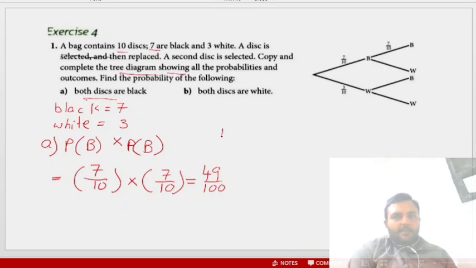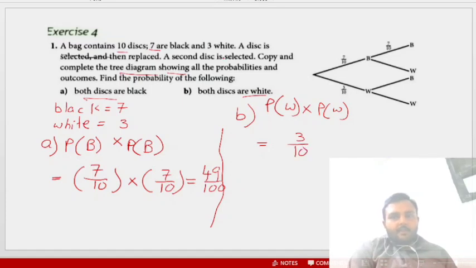Now go towards the B part. I will solve it on the right side here. In the B part, both discs are white. The probability of white times the same probability of white. For the first, 3/10, because for white there are 3 and the total is 10. Again 3/10, so it must be 9/100.